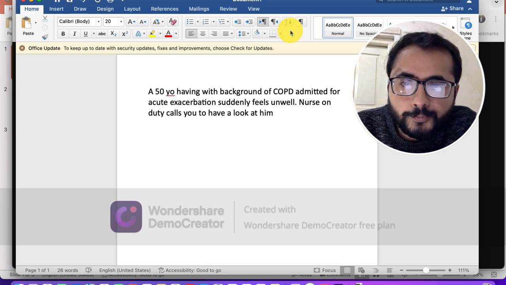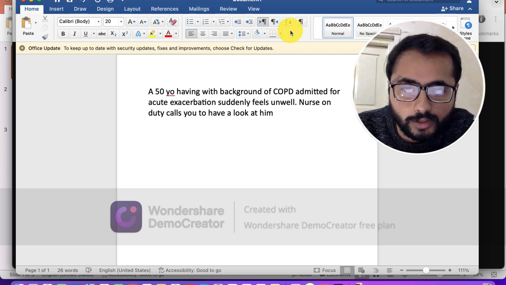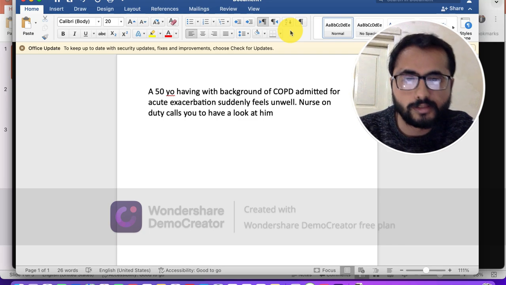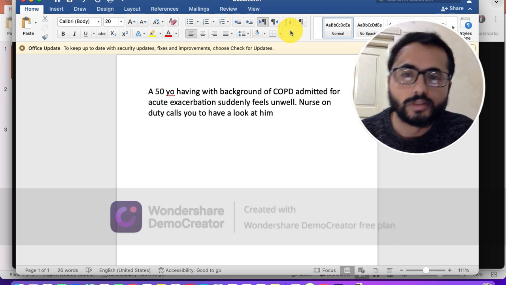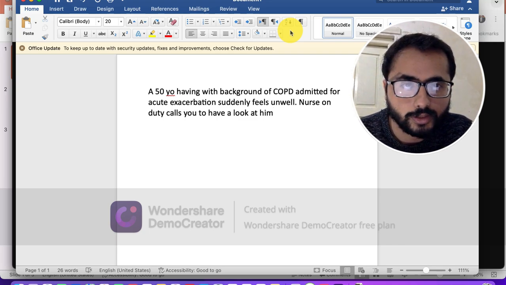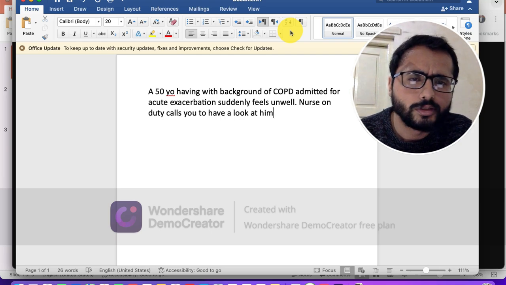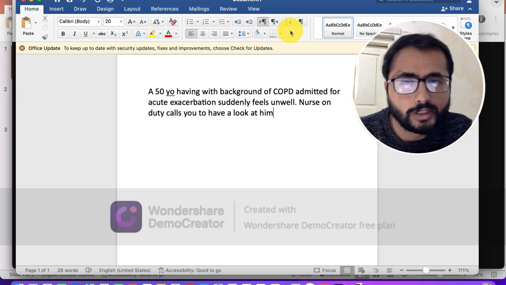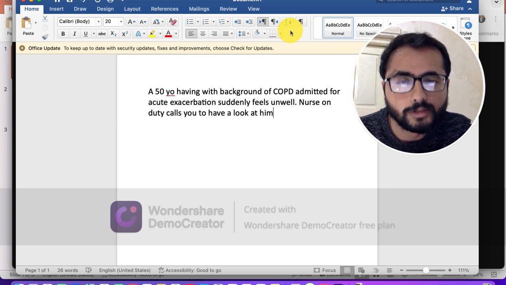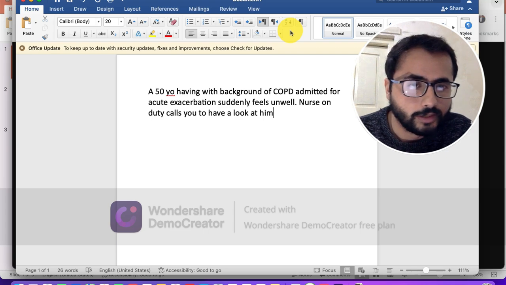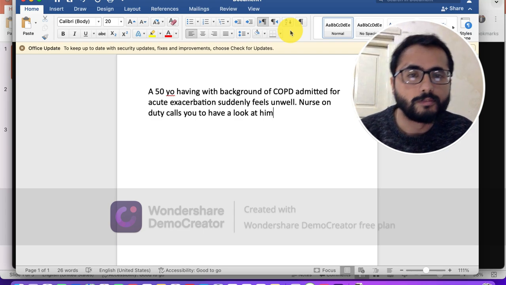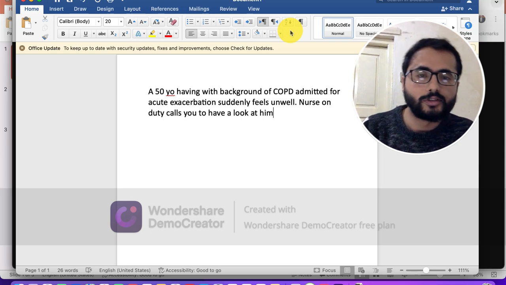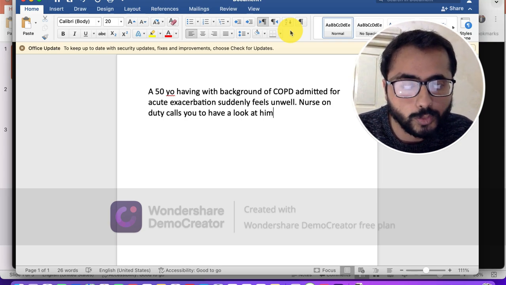You can see a 50-year-old with the background of COPD admitted for acute exacerbation in the hospital, and he's suddenly feeling very unwell. So the nurse on duty has called you to have a look at him. They are going to give you some details. Some other relevant details might be there, that he might be having a chest infection for which he is given antibiotics and fluids and some other details, and you repeat it back to them, so they know that you understand the scenario very well.